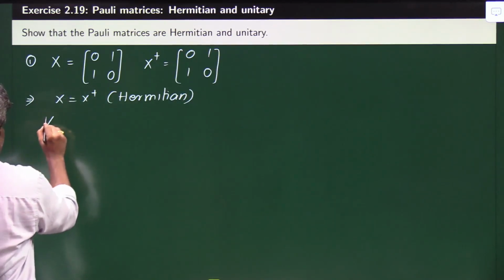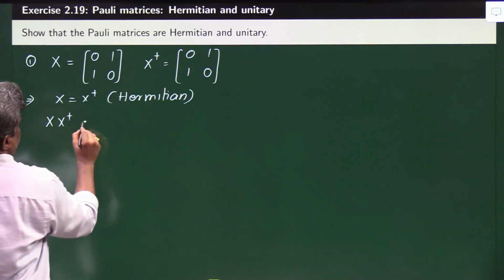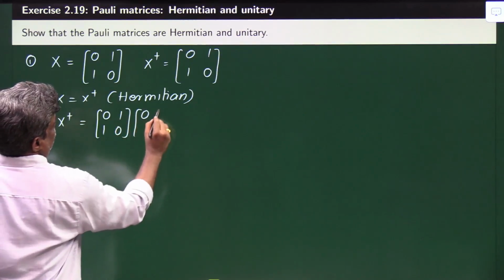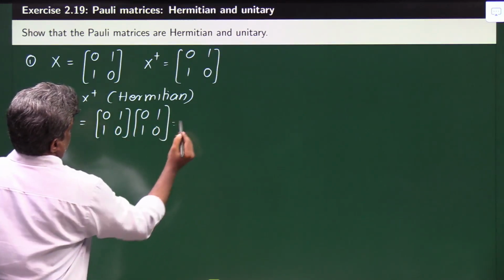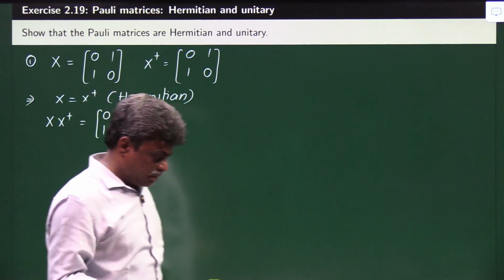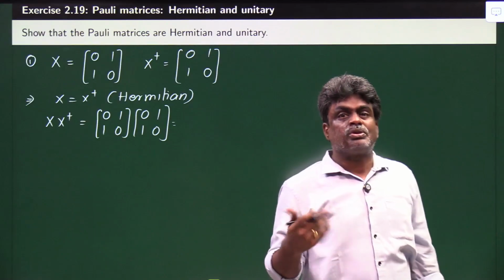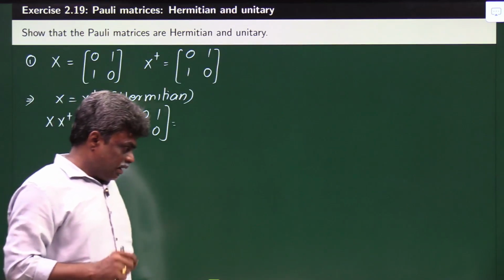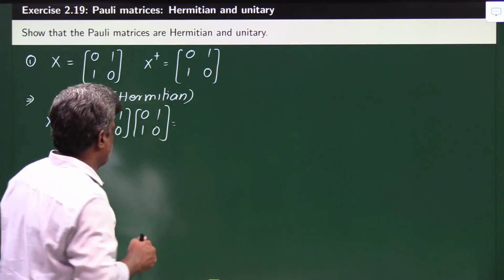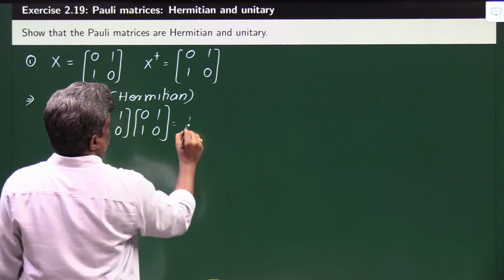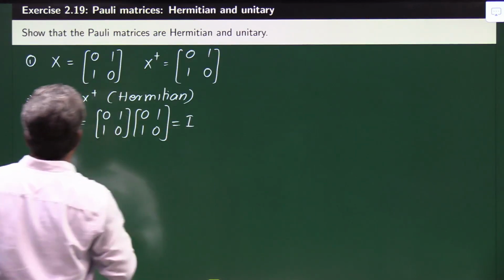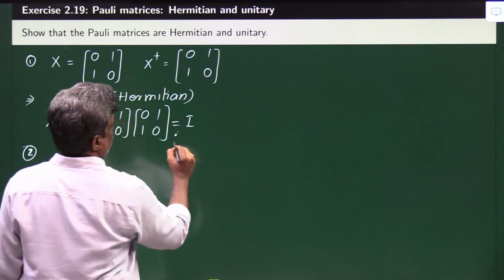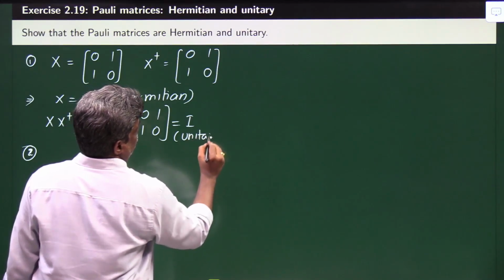Next I am going to take the product, that is X into X dagger, which is 0 1 1 0 times 0 1 1 0. Pauli spin matrices satisfy the property that their square is equal to the identity, which is called the involutory property. So if you make this product, it is equal to I. So it is Hermitian and here it is unitary.